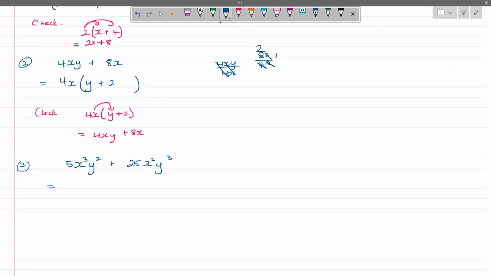So let's begin by looking at the numbers first. So let's say we have 5 and we have 25. The greatest common factor, the highest common factor there is going to be 5. Then let's look at each letter. We have x cubed and x squared. The trick with this is you always want to take the letter with the lower power. So between x cubed and x squared, the lower power there is x squared, or x to the power of 2. So that's what we're going to choose as our factor, right? Between y squared and y cubed, we're going to go with y squared.